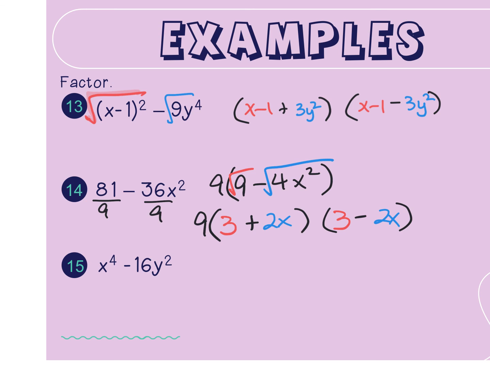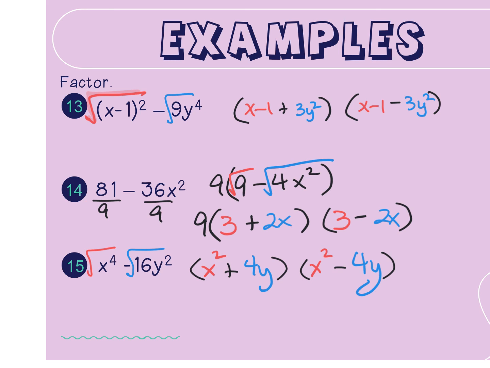Next one. Two perfect squares here. When you see those exponents on the variables are an even number, that's a perfect square. So again, I'm going to square root, no GCF here. So square root the first term, square root the last. Set up the two binomials. Square root of x to the fourth is x squared. You divide that power by 2. Square root of 16y squared is 4y. Put in the plus, put in the minus.